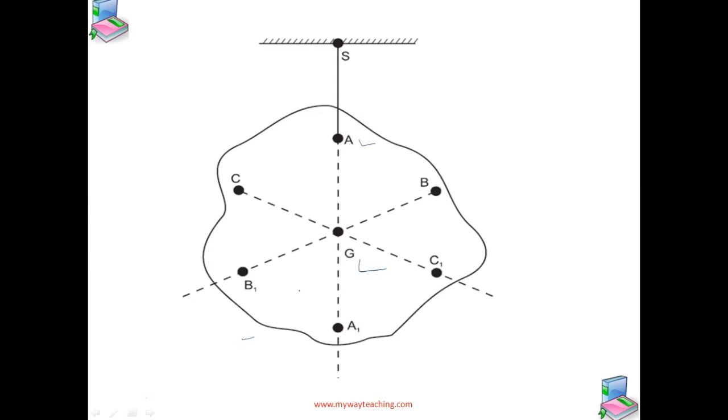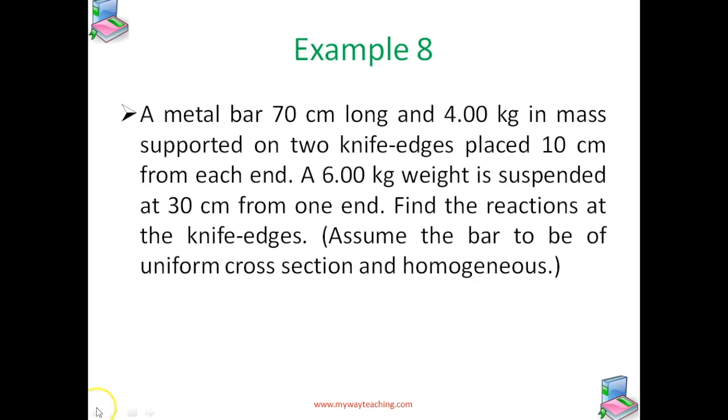We then suspend the body through other points like B and C. The intersection of the verticals gives the center of gravity. The intersection of all these verticals gives this center of gravity. This is about finding out the center of gravity in case of irregular bodies. Now let us solve a simple problem.